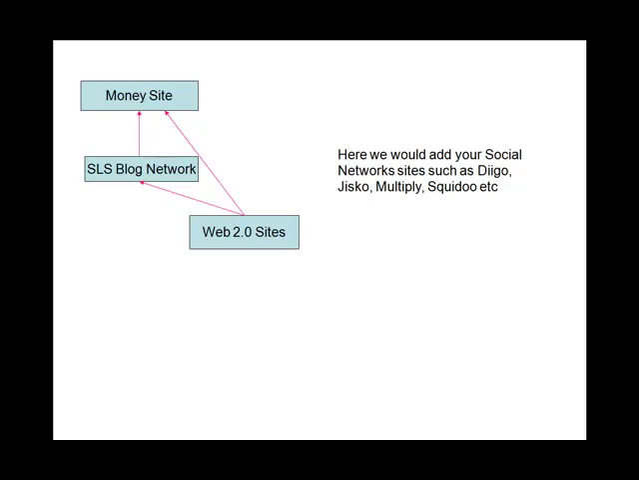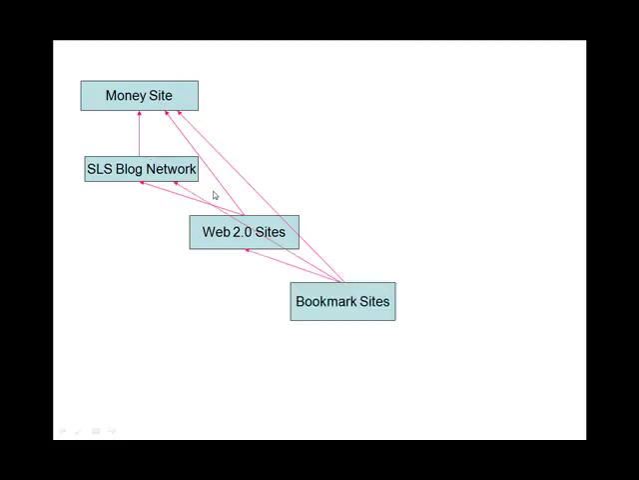Before I go on, you see all these red arrows here? This is all just building this huge network of one-way directional linking. Your Web 2.0 sites, as well as linking directly to your money site, can support your blog network as well.